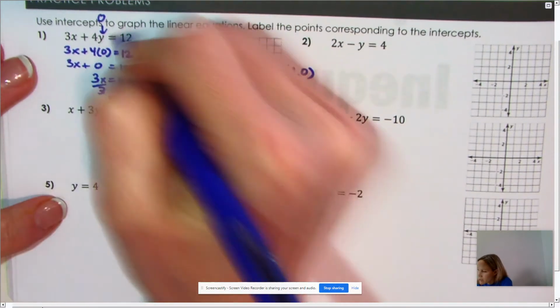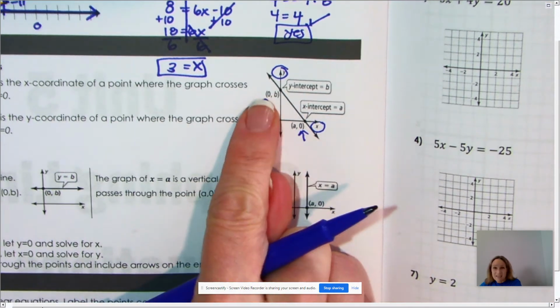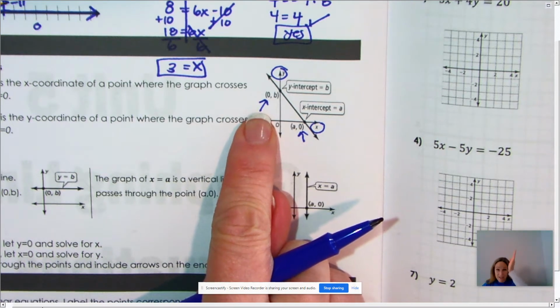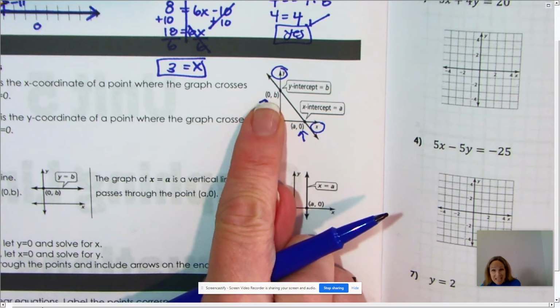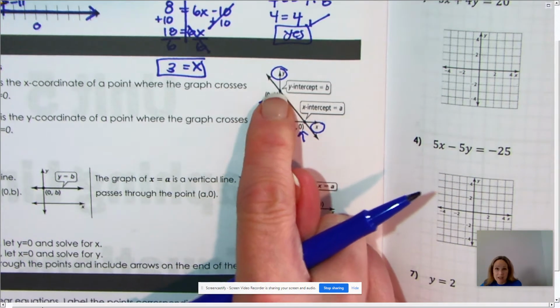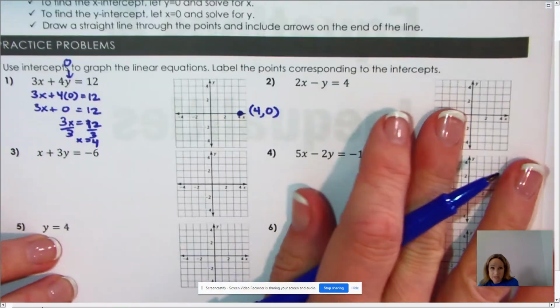So for the y-intercept, remember that where it crosses the y-axis, the x value is 0 because it's not left or right. It's right on the y-axis. So the x value would be 0. The y coordinate has a point, but the x would be 0. So we're going to plug that in for x. So now I'm going to take the same equation.